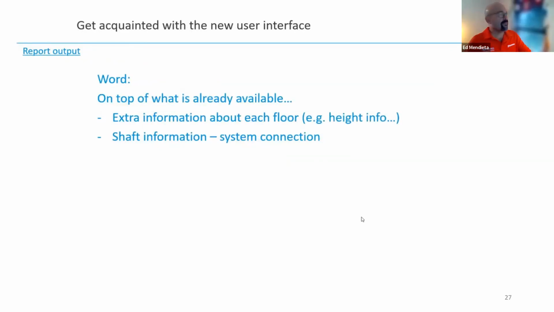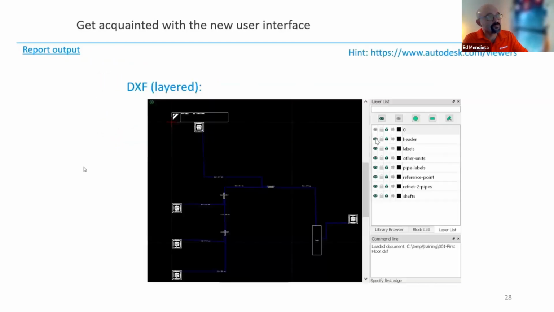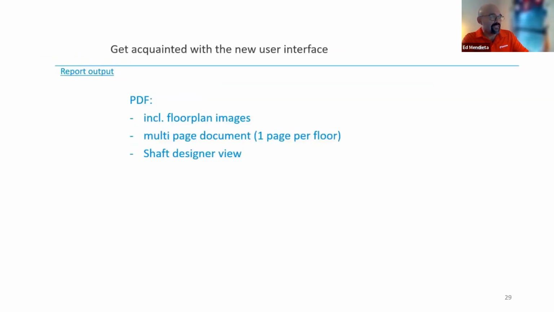Yep. Okay. And then on the report output, you have on top of what's already available, extra information about each floor and the shaft information. Now you need to go to printout options and make sure that the additional checks are marked so that this extra floor plan information appears in the Word report. And here's an example of the output for the layered CAD drawings. And on the PDF, that includes floor plan images, multi-page document, and shaft designer view.